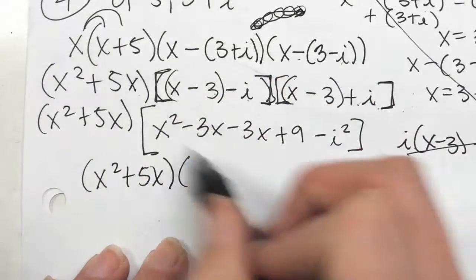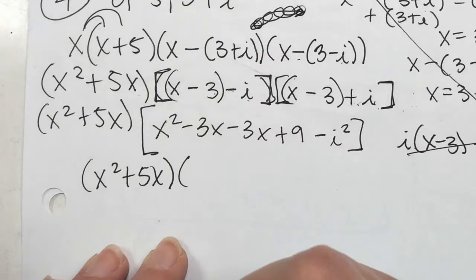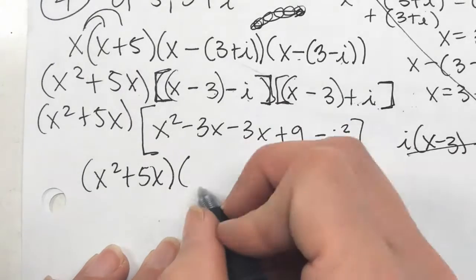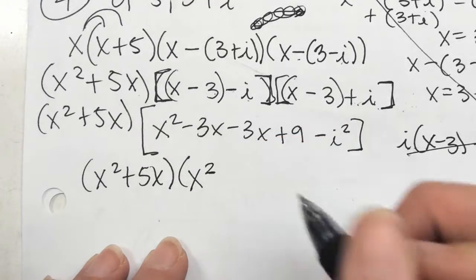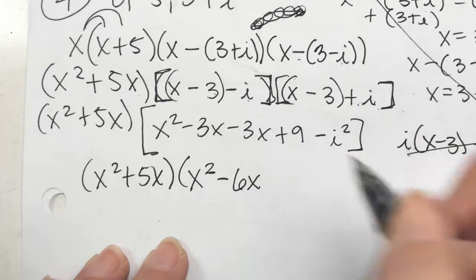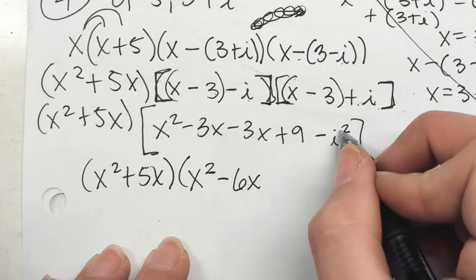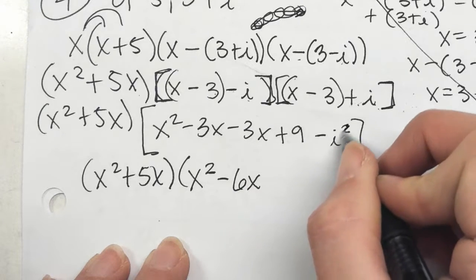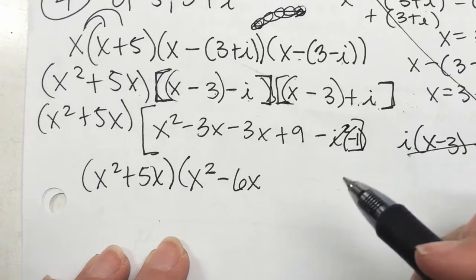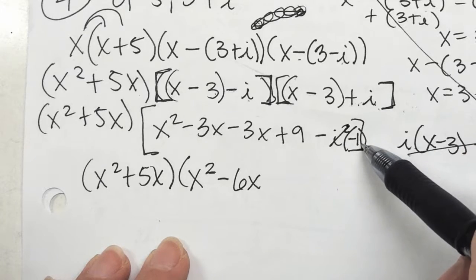And let's clean this part up. Do we have any x squareds? Yeah, just one, right? Alright, bring that down. What's negative 3x minus 3x? Good. Now, what is i squared? Do y'all remember? Good. So let's scratch this out and put a negative 1. So what is 9 minus negative 1? Good.